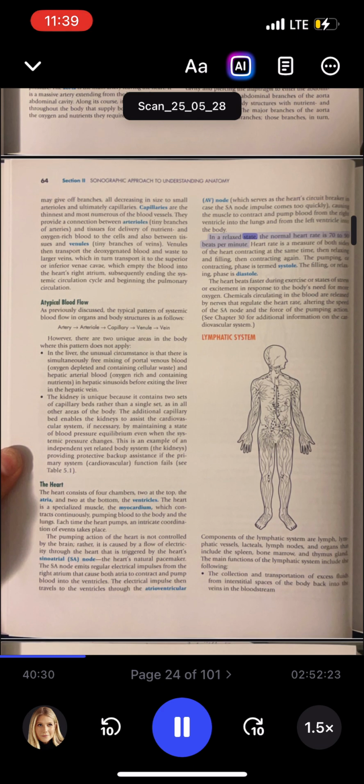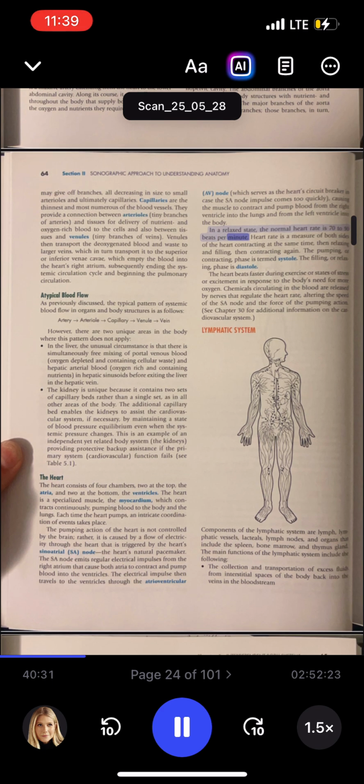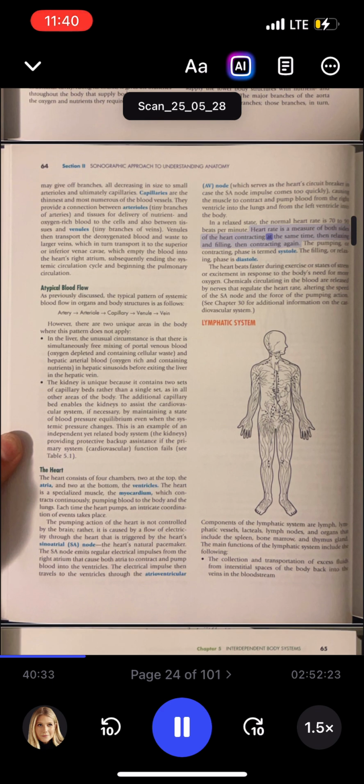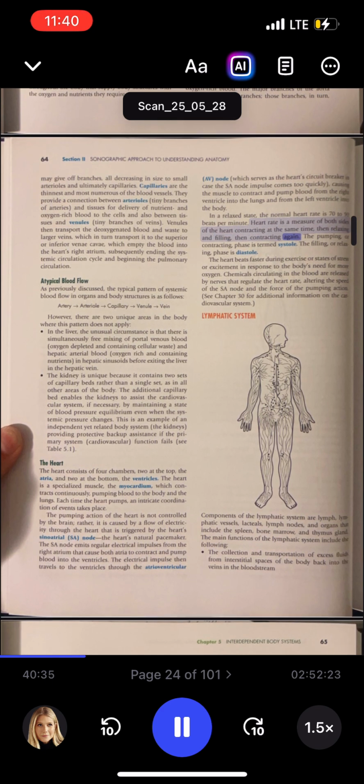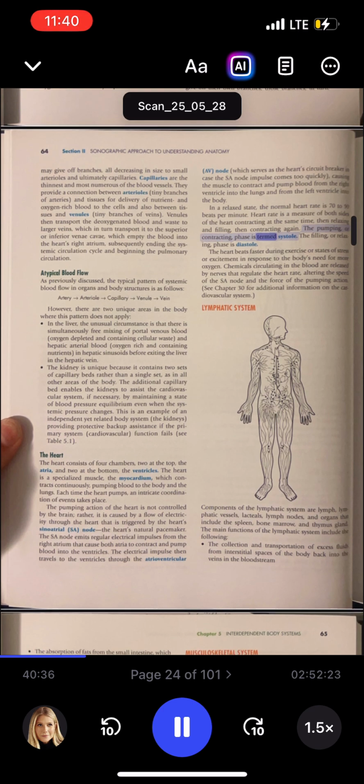In a relaxed state, the normal heart rate is 70 to 90 beats per minute. Heart rate is a measure of both sides of the heart contracting at the same time, then relaxing and filling, then contracting again. The pumping or contracting phase is termed systole. The filling or relaxing phase is diastole.